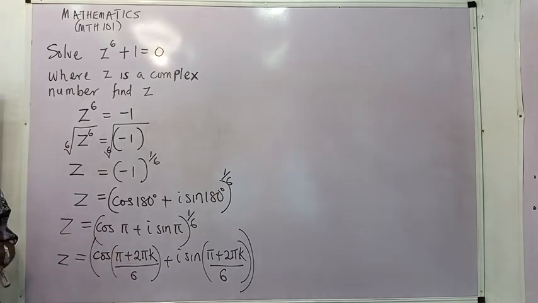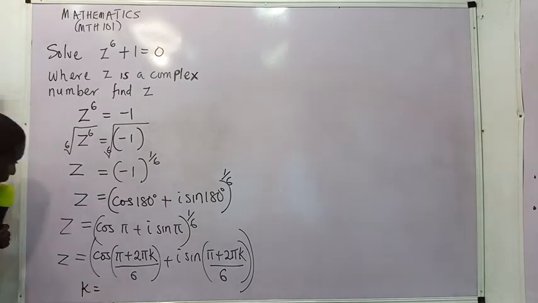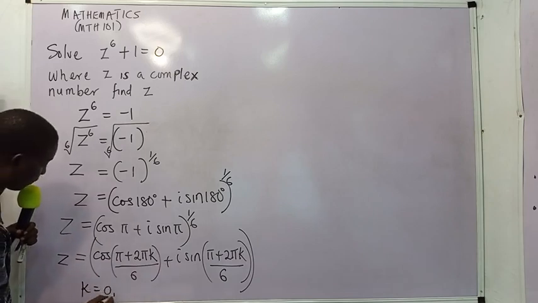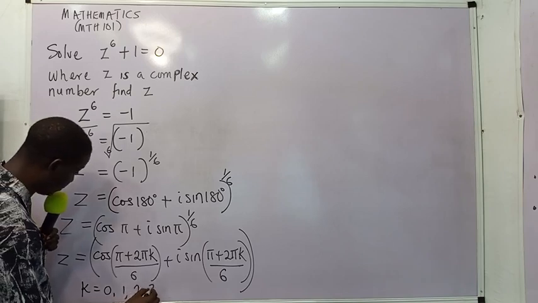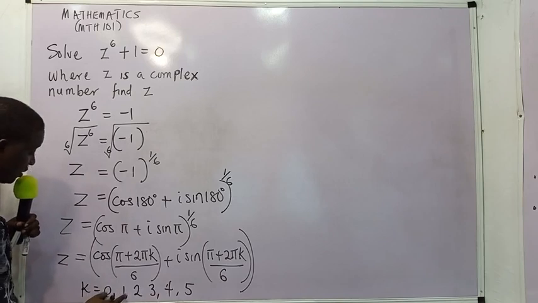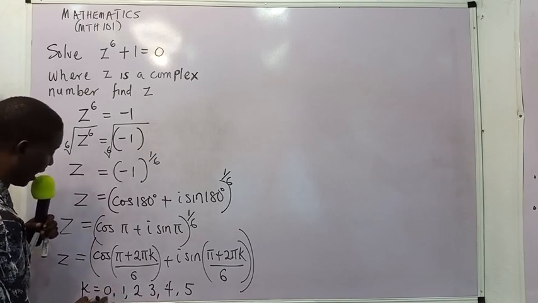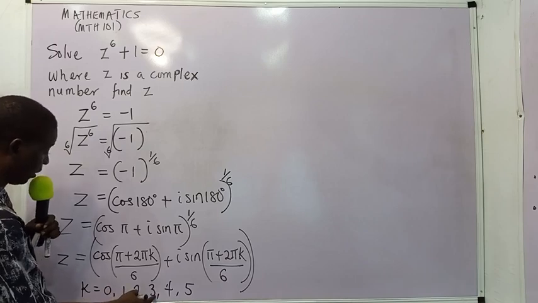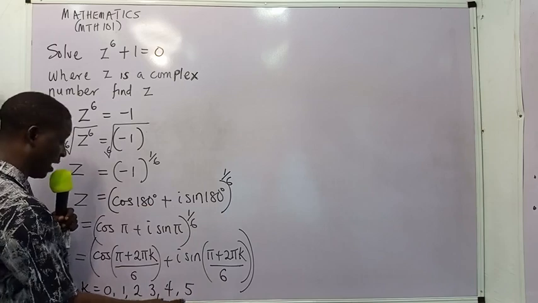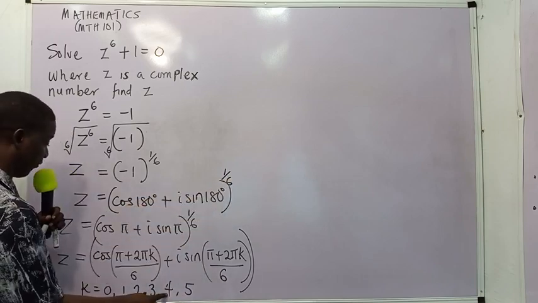This is our answer anyway. But in the exam, what you should know is that the k here can take any value. They will present the answer like this, then k can have a value of 0, 1, 2, 3, 4, and 5. That means first value, second value, third value, fourth value, fifth value, sixth value. So if it is a 6th root, it will end at 5, and a 5th root will end at 4.